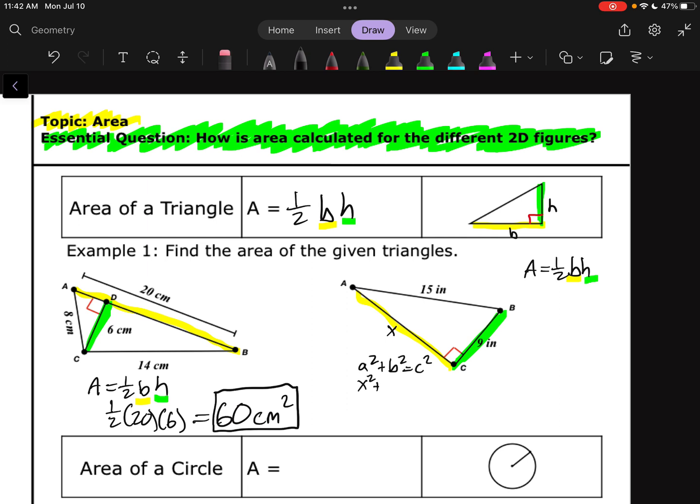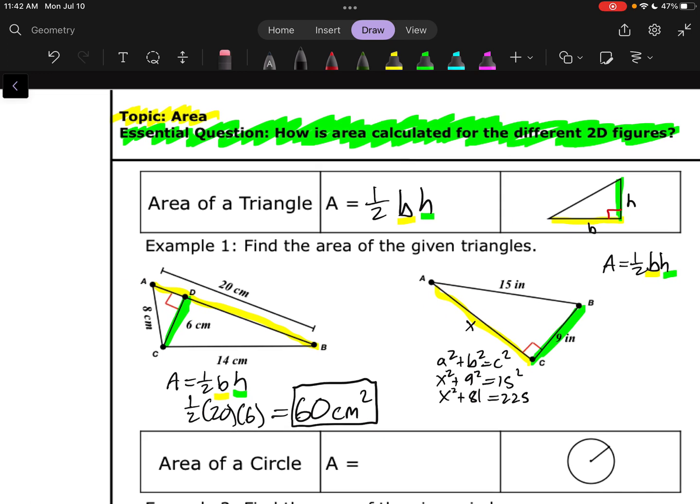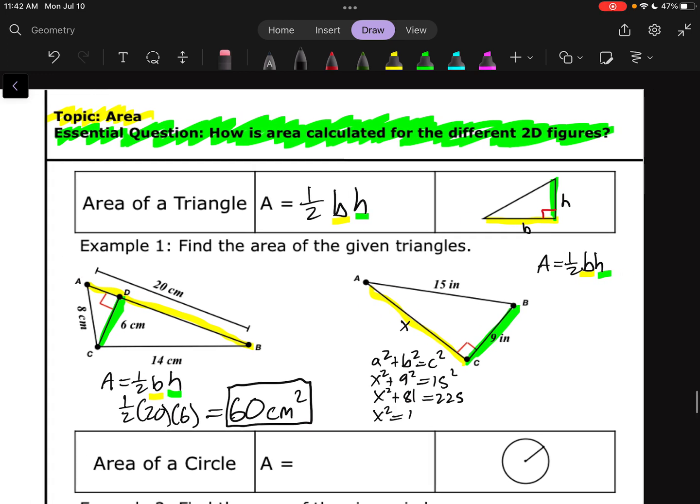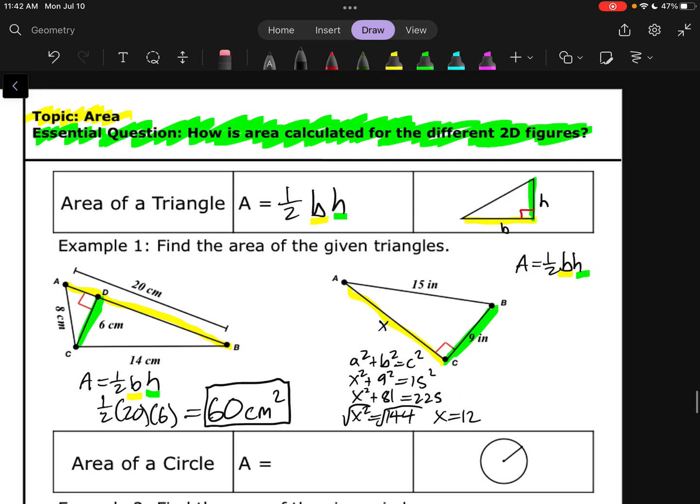That would be x squared plus 9 squared equals 15 squared. X squared plus 81 equals 225. If I subtract that, I'm going to get x squared equals 144. So x is 12. Which means now we can get back to the main event. Let's do 1/2 times 12 times 9. And we will get 54 inches squared.